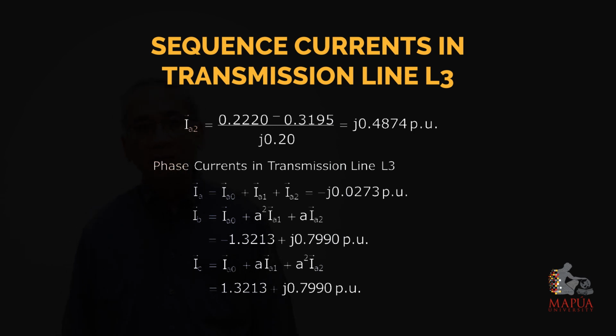We can now compute the phase currents in transmission line L3. IA, IB, and IC can now be computed using the product of the A matrix and the sequence currents. IA will give us a magnitude of negative j0.0273 per unit, IB equal to negative 1.3213 plus j0.7990 per unit, and IC equal to positive 1.3213 plus j0.799 per unit.